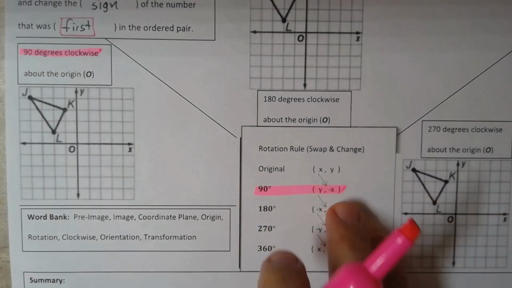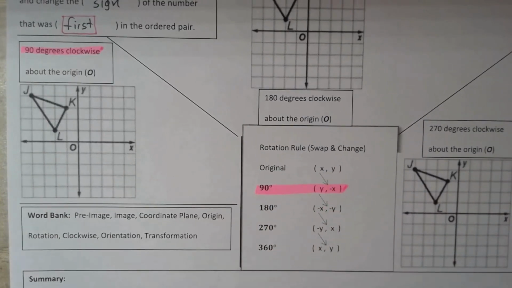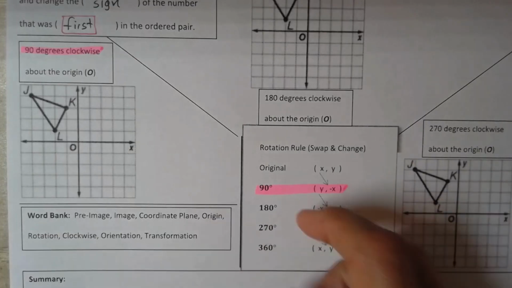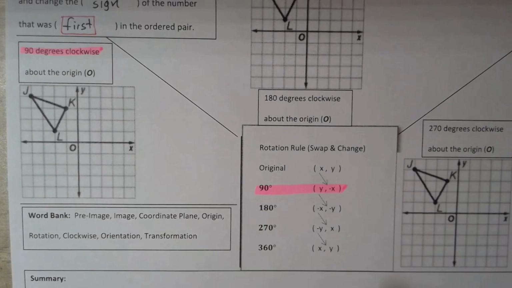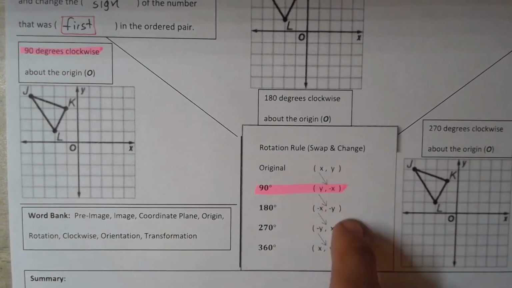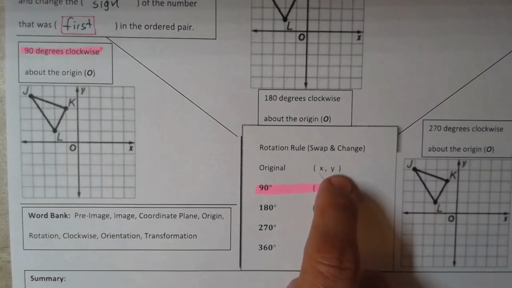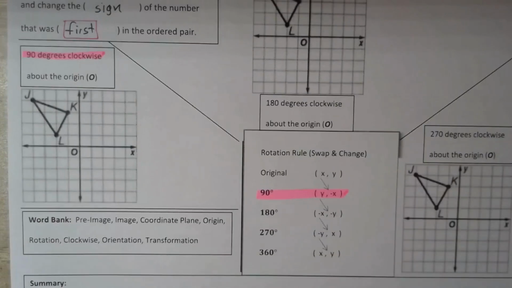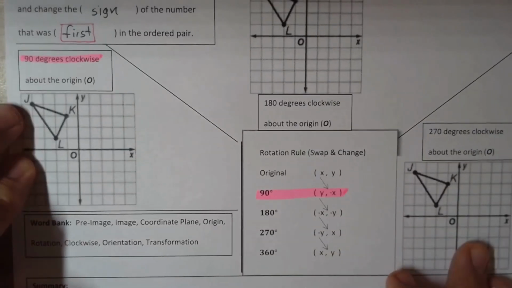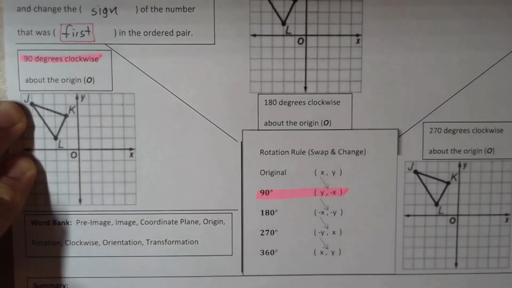Now, some of you may just be able to memorize these rules. I'm going to be honest with you, I have never been able to memorize them. To this day, I don't have 4 of these rules memorized. If you can memorize them, then you're good to go. You won't even need to remember swap and change. But I can remember swap and change because it's very easy to swap the letters and change a sign. With that being said, let's go ahead and find our 3 ordered pairs. And we're going to go ahead and write our algebraic rule as well.